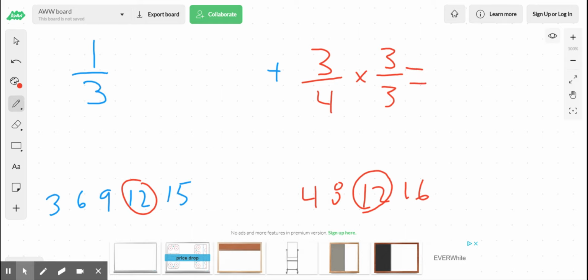So in this case, we multiply them straight across. 3 times 3 is 9. 4 times 3 is 12. So I have now renamed this fraction.